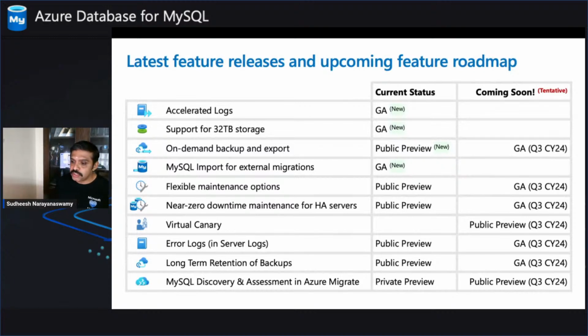Coming to near-zero downtime for HA servers, which is also currently in public preview and can go to GA in the next quarter: this feature takes advantage of the HA failover mechanism to patch the servers. When they are patching, they fail over to the other server, patch one server, and then fail back, making sure there is very little downtime, near zero downtime for the customers. So the only downtime you would have is the failover time, not beyond that, as compared to non-HA servers.